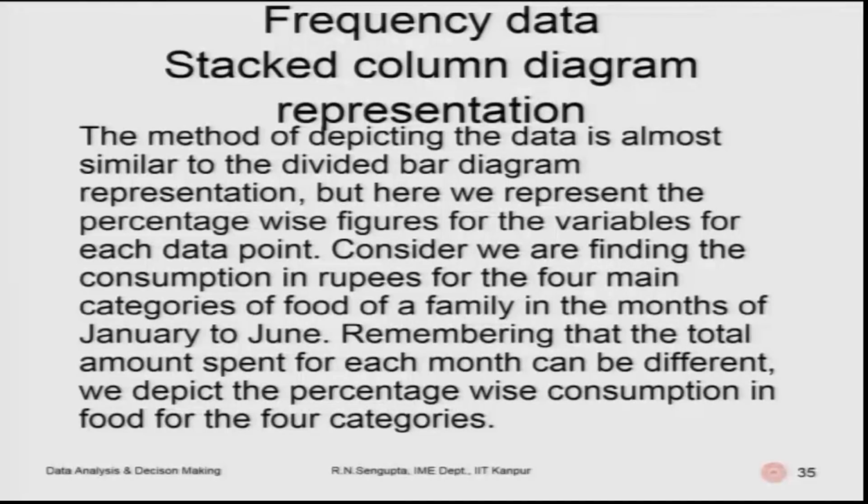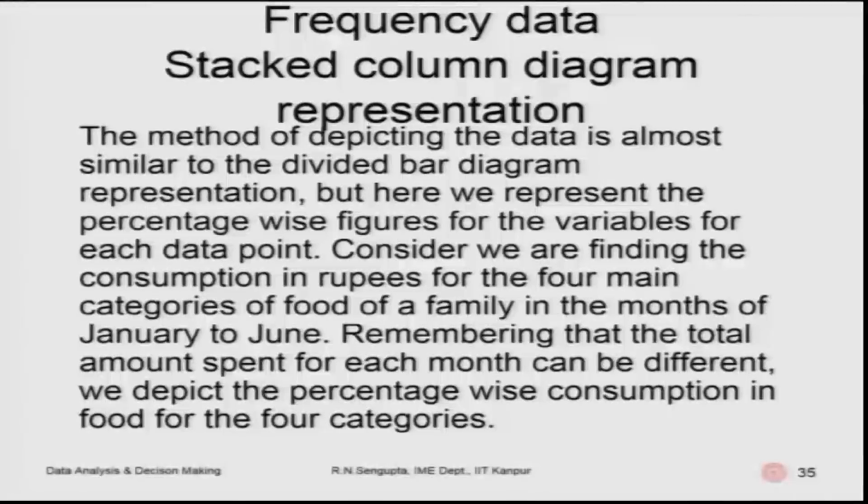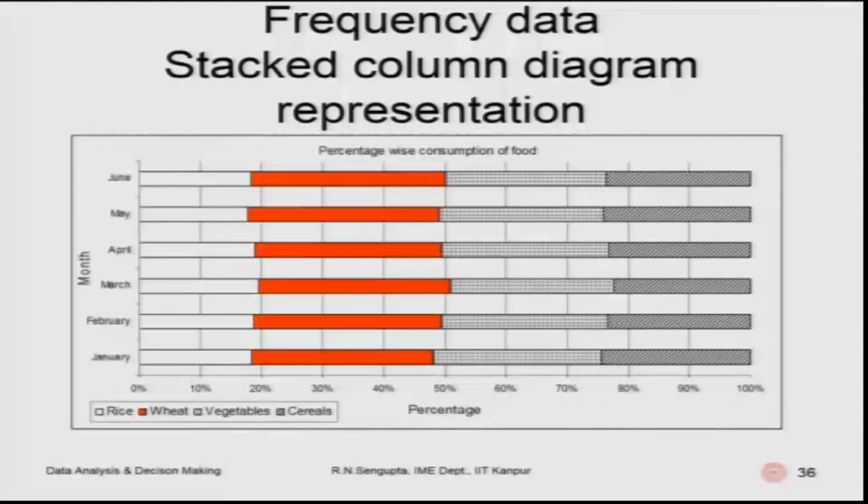Remember that the total amount spent for each month can be different. In January I may be willing to spend more on, say, my total consumption. In February it may be less, March it may be much more, and so on. We depict the percentage-wise consumption in food for the 4 categories accordingly.